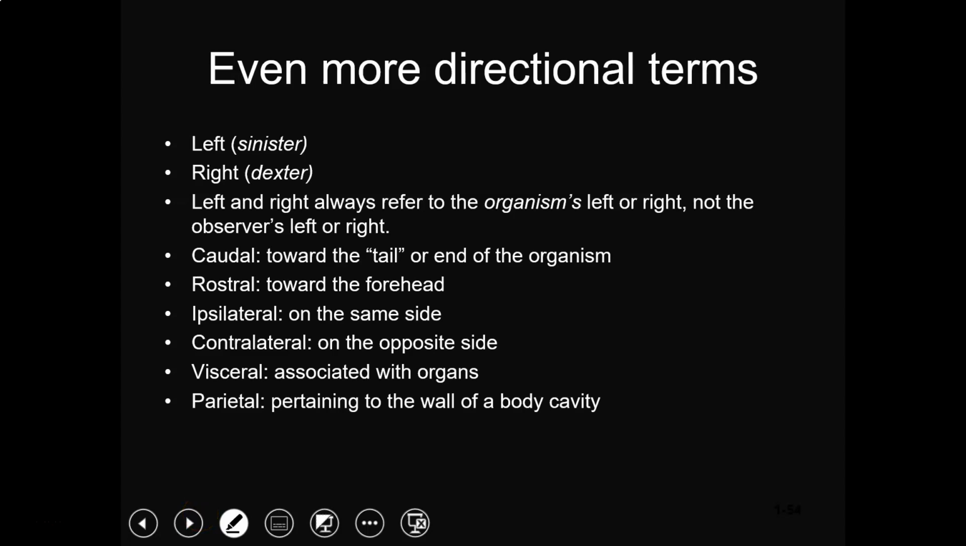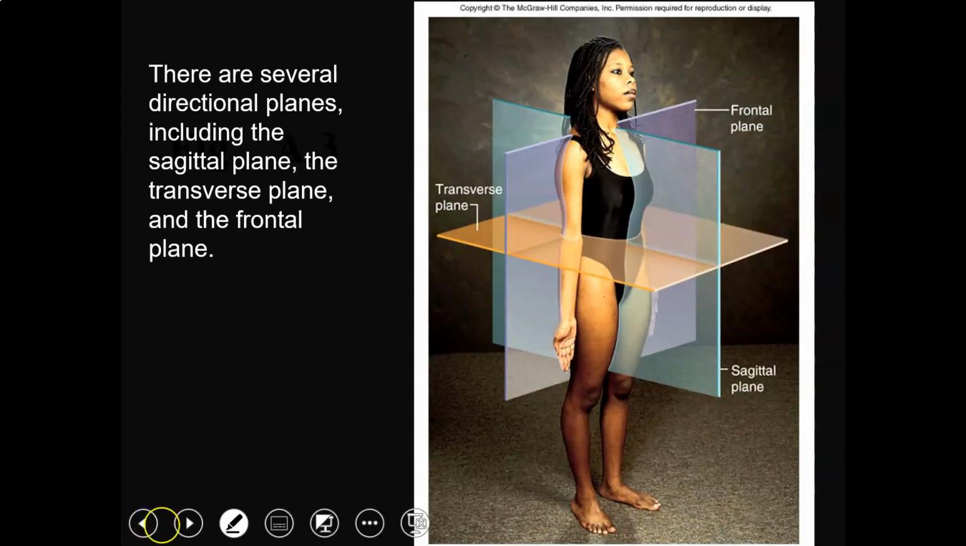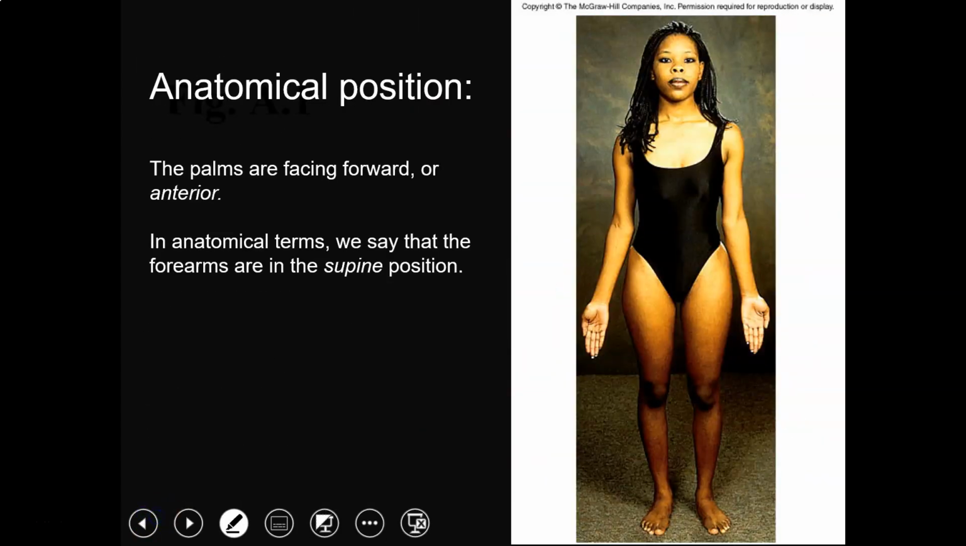Left and right always refer to the organism's left and right, not the observer. Right? When we go back and we look at this lady, even though this is on your left side, that's her right hand.